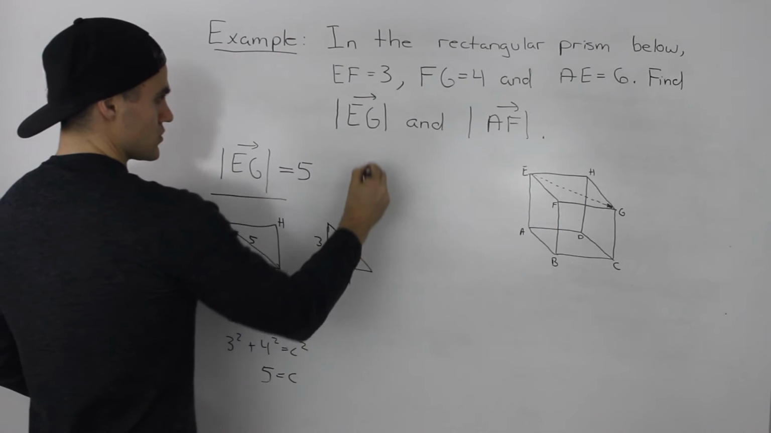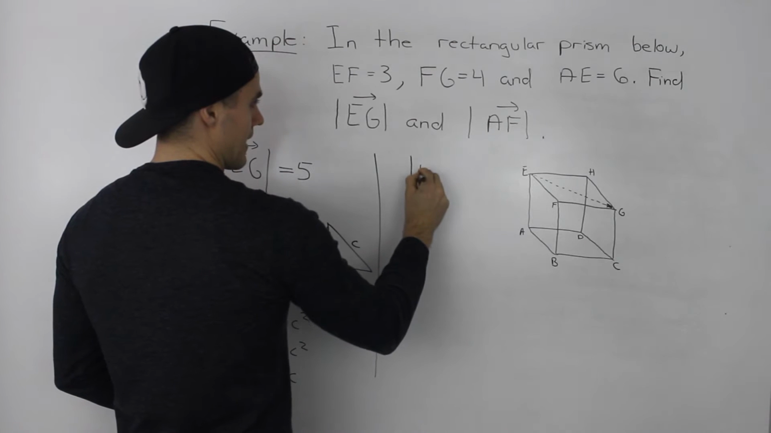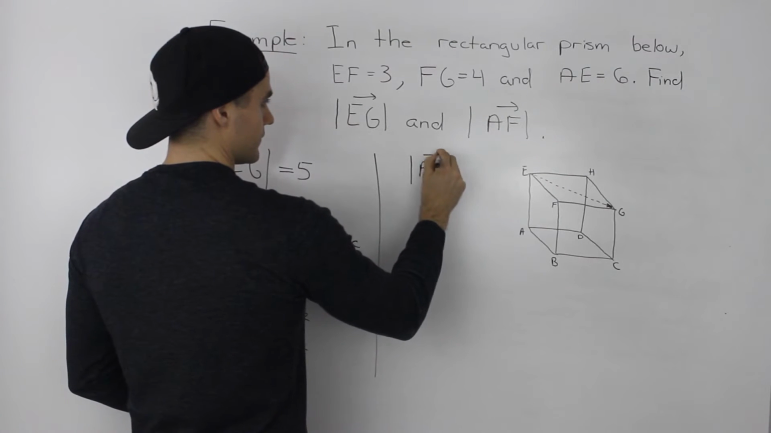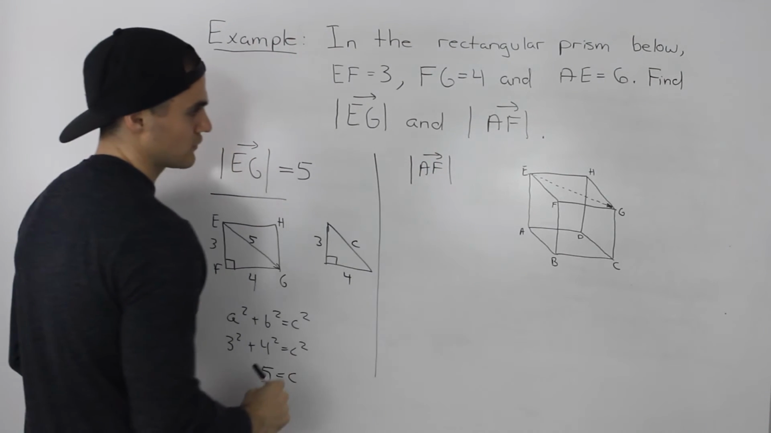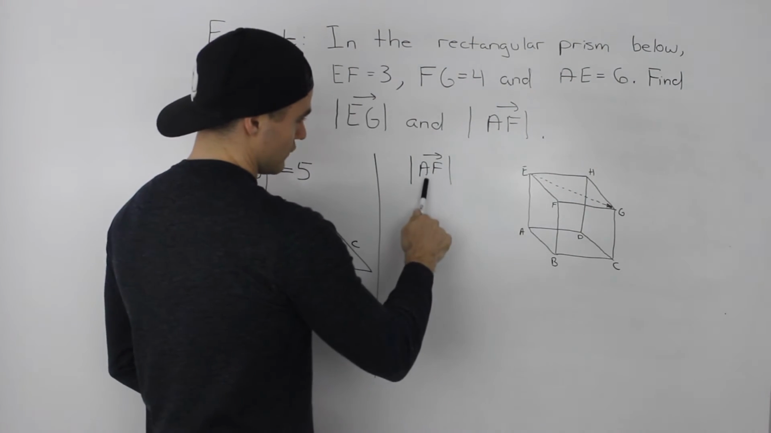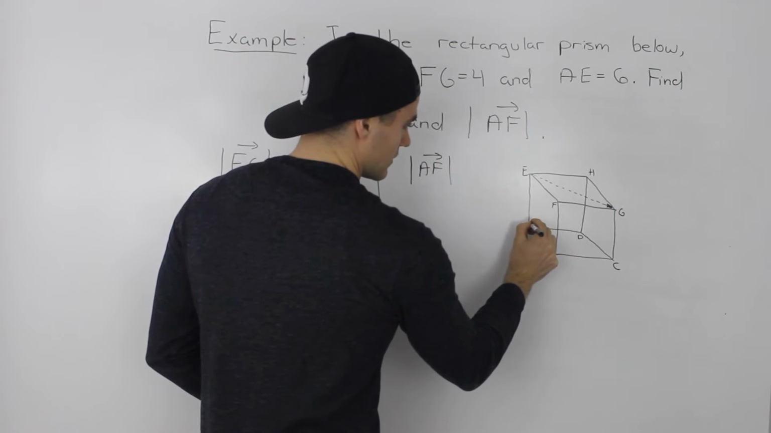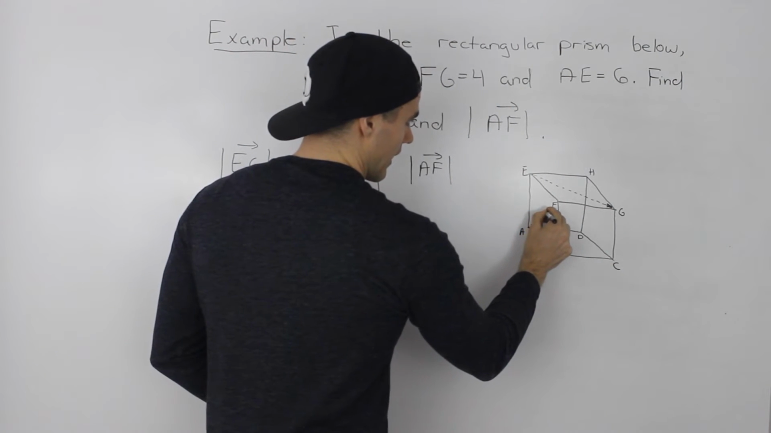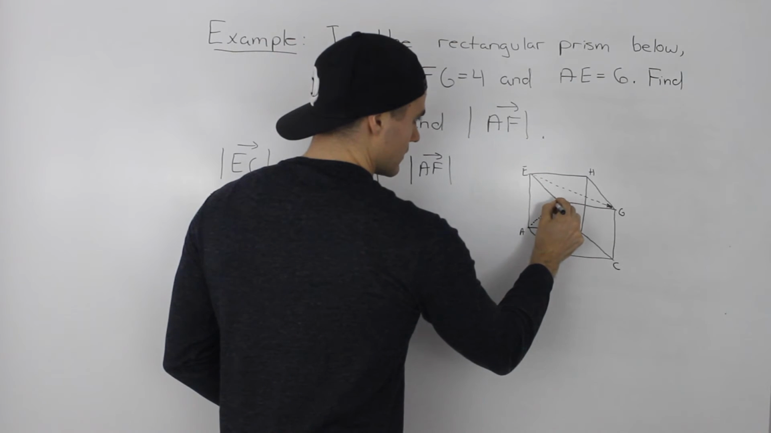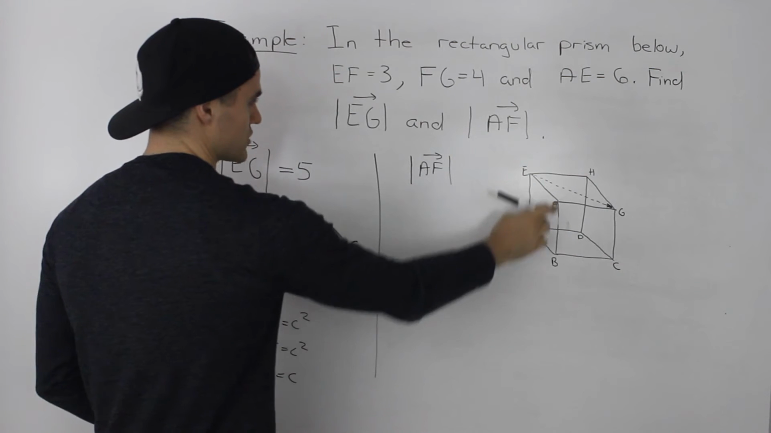Now let's move on to the next magnitude. So this AF vector, we have to find its magnitude. So again, the vector AF, its tail starts at A, and it's going to have an arrowhead at the vertex F.